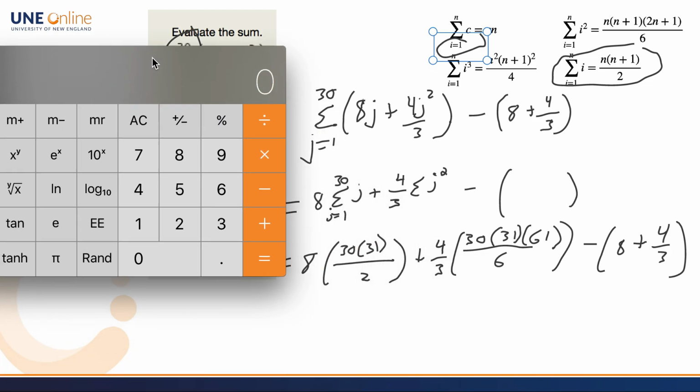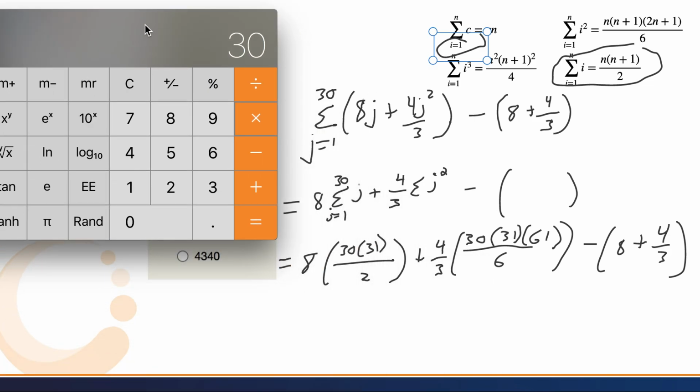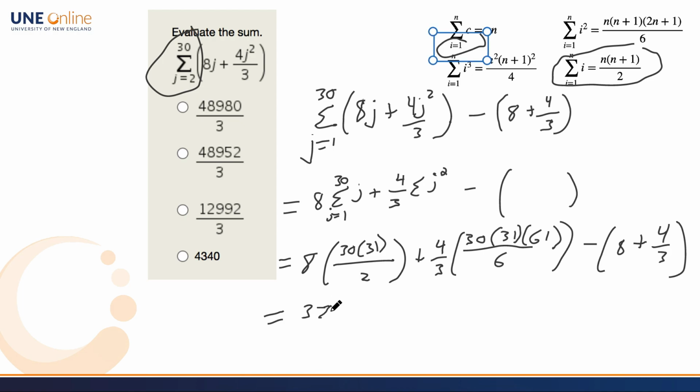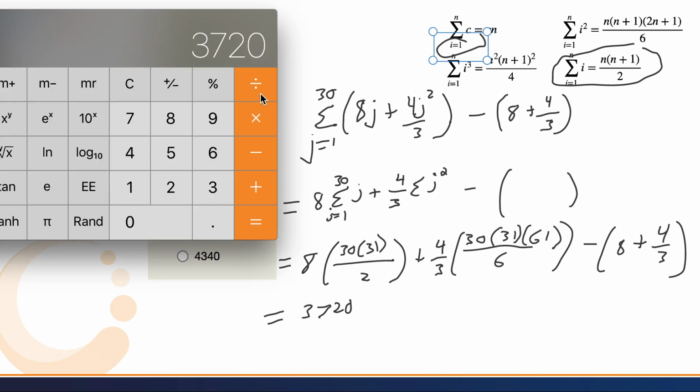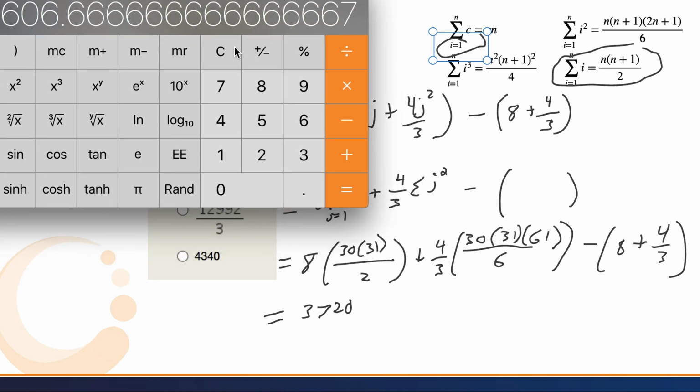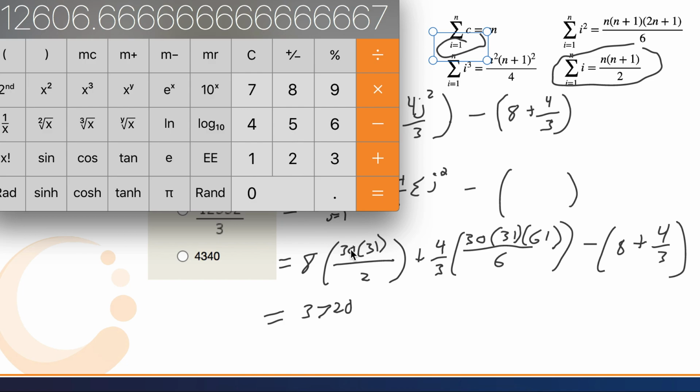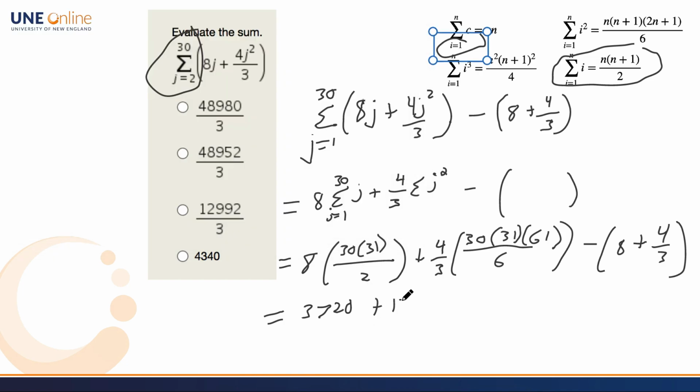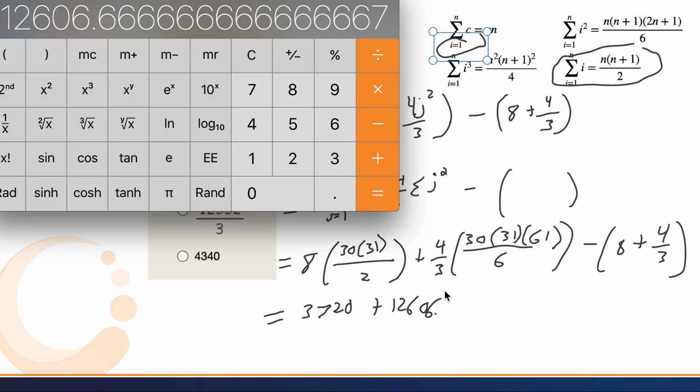Okay, so with the calculator, 30 times 31 divided by 2 times 8. This first term is 3,720. And then we have 30 times 31 times 61 divided by 6 times 4 divided by 3. So the second term is 12,606, and I think it was 0.6 repeating. Yeah, so 2/3.